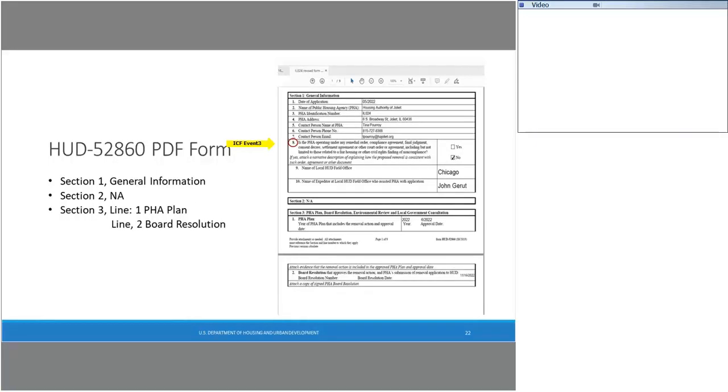However, if you say yes, here we are with guidance, okay? It says, if yes, attach a narrative description explaining how the proposed removal is consistent with such order, agreement, or other document. So that is something that is different. Section 2, not applicable. Section 3, the PHA plan. That is something that was not in the PIC application.